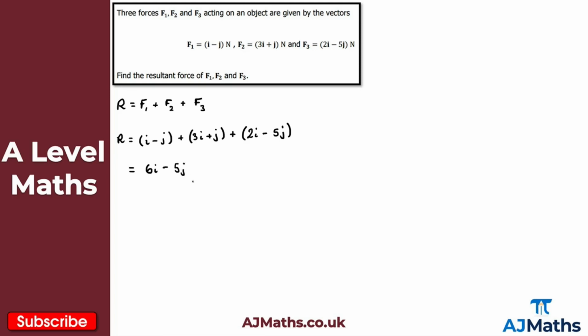Now, this is a resultant force, so don't forget we need newtons here. So this is for the resultant force, R. You don't have to call this R, but typically we would for a resultant force. You just use R to represent that. I've got 6i minus 5j newtons there. Okay. And there we have it.